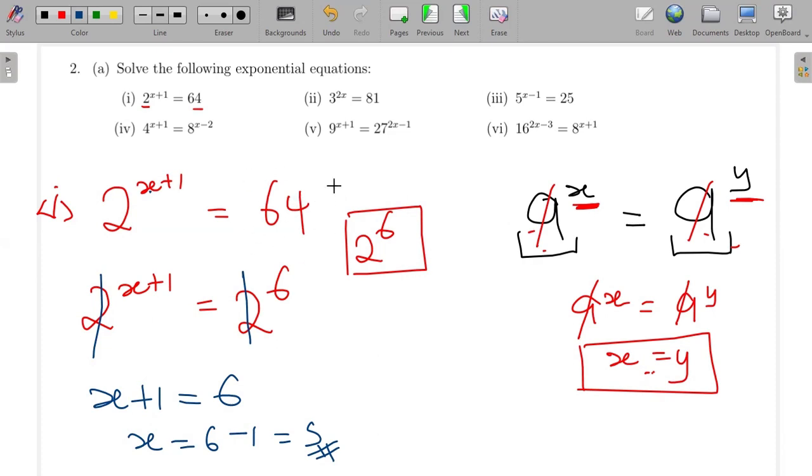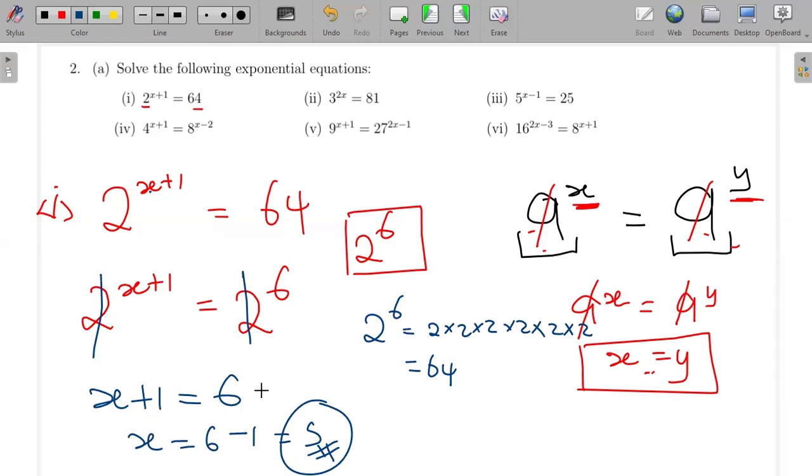So if x is 5, plus 1, that would be 2 to the power 6. The other side, the 64, is the same as 2 to the power 6. You can try out doing 2 times 2 times 2 times 2 times 2 times 2, 6 times. It's going to give you 64. So our answer there is just 5. Okay, any questions there? Okay, no questions. All right.